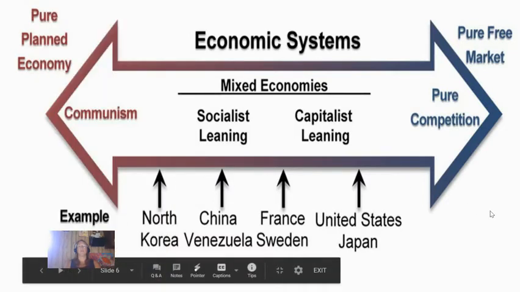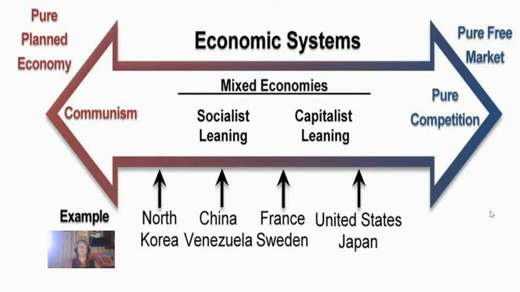So if you look at this, you can see some examples and how this is more of a spectrum. No one seems to be exactly a command economy or exactly a pure free market economy. You can see where certain countries lie on the spectrum. North Korea is closer to a command economy. China and Venezuela are a mixed economy with more government involvement than individual involvement. France and Sweden are a little bit more in the middle, a balance of government involvement and individual decision making.